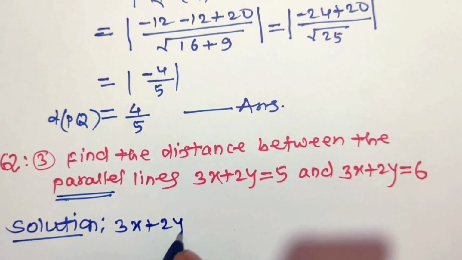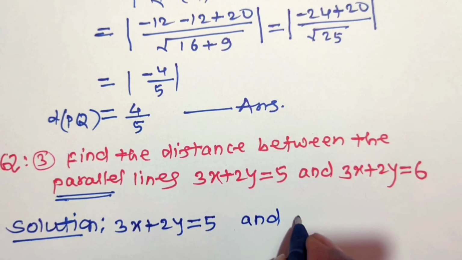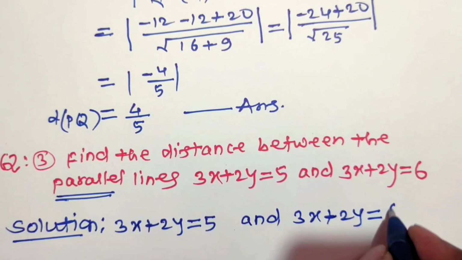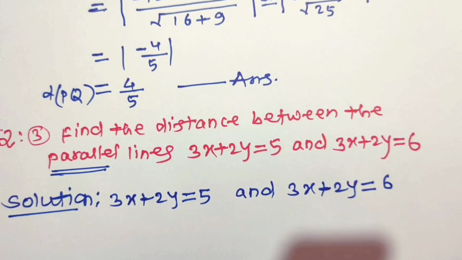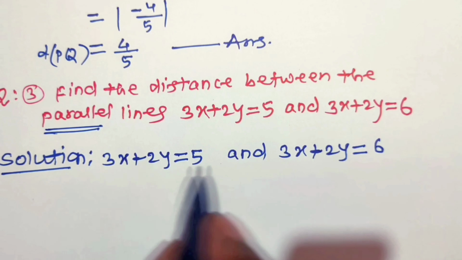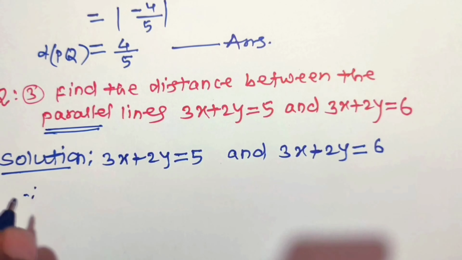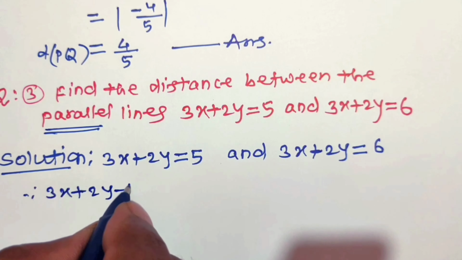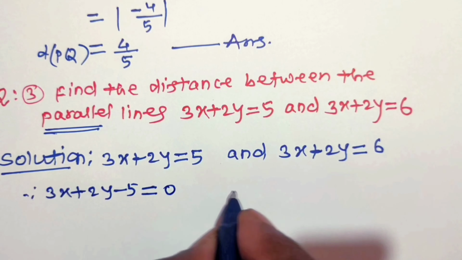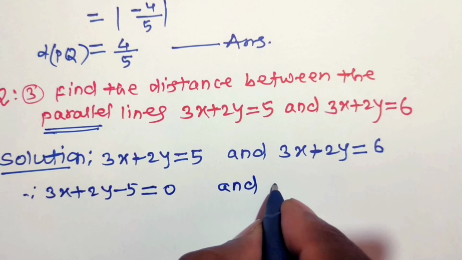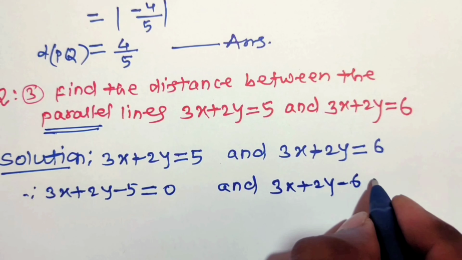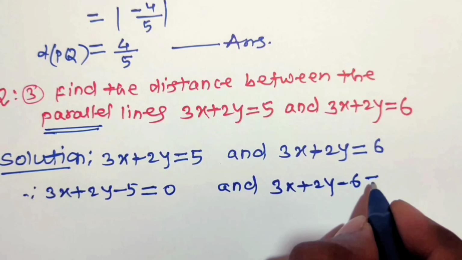Hence, solution for this. First of all, let us write the given two lines' equations as they are. First line 3x plus 2y is equal to 5 and second line 3x plus 2y is equal to 6. Taking all terms on left hand side, first line becomes 3x plus 2y minus 5 is equal to 0. And the equation of second line can be written as 3x plus 2y minus 6 is equal to 0.